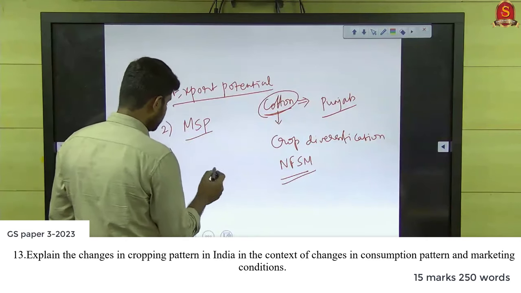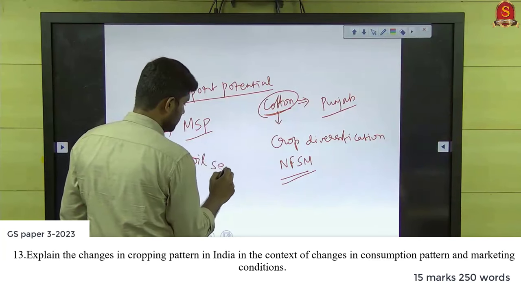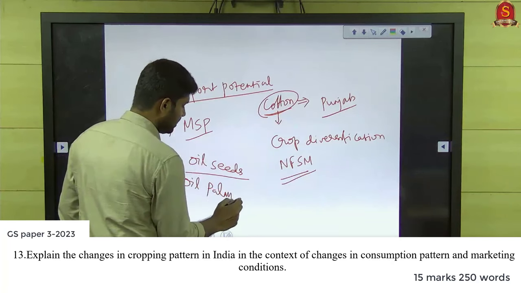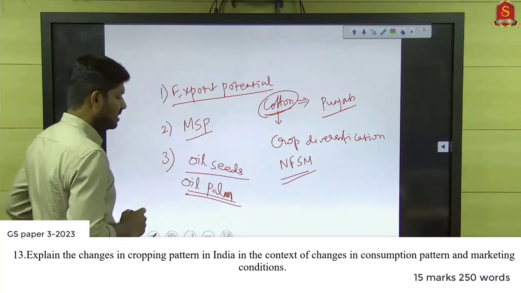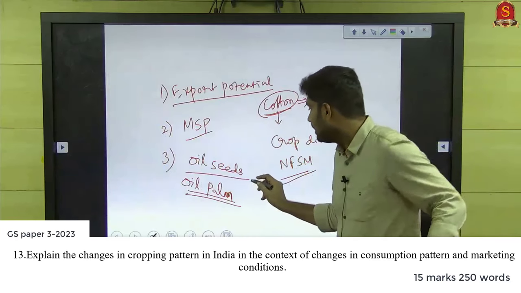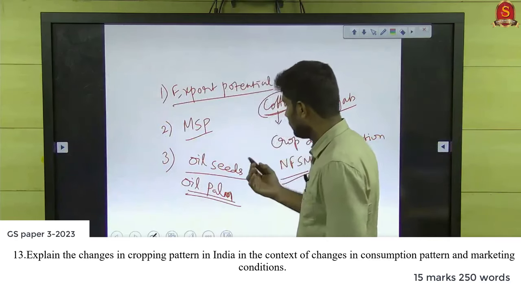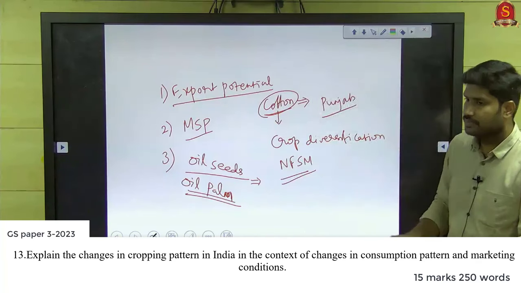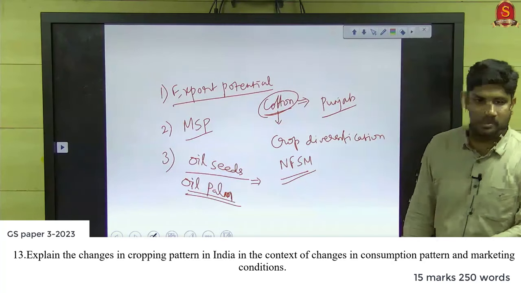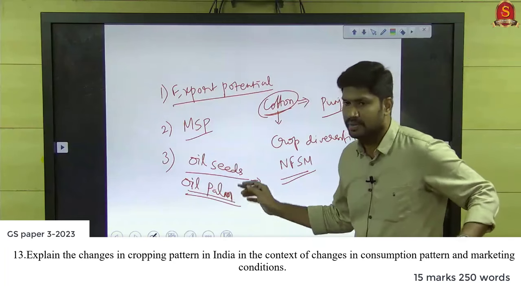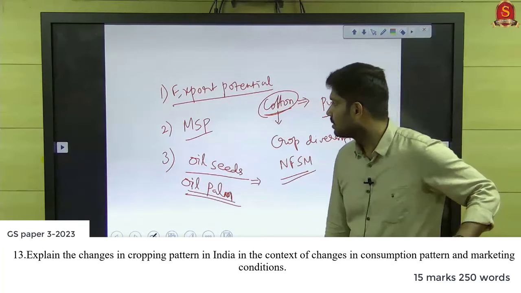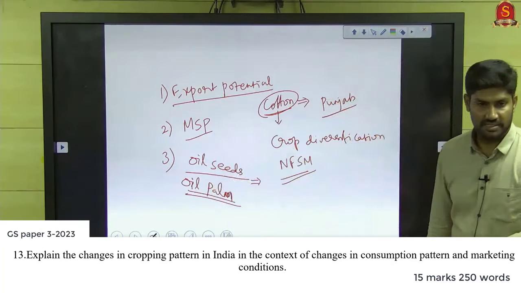Then recently the government is promoting oil seeds, and because of that, in many areas the farmers are cultivating oil palm, and the government is running a separate scheme, the National Mission on Oil Palm. This is mainly due to the import bill, because we are spending a huge amount on importing edible oil from other countries. It provides incentives to the farmers for the cultivation of oil palm and oil seeds. So oil seed based cropping is increasing in India because of these reasons. We can include these points under the marketing factors.